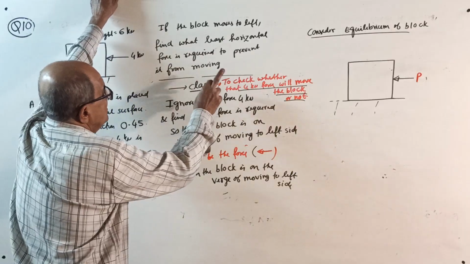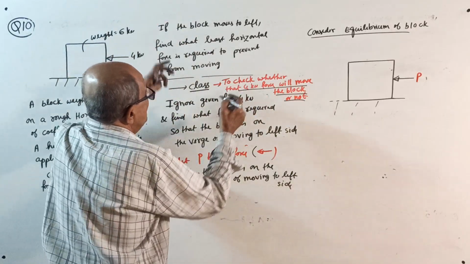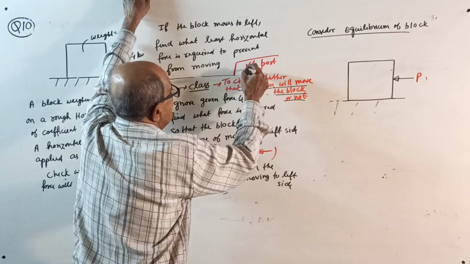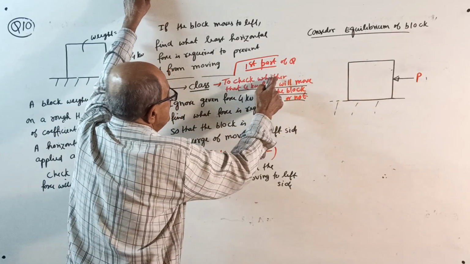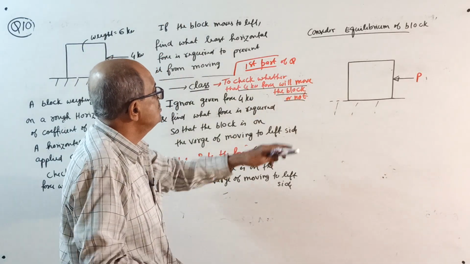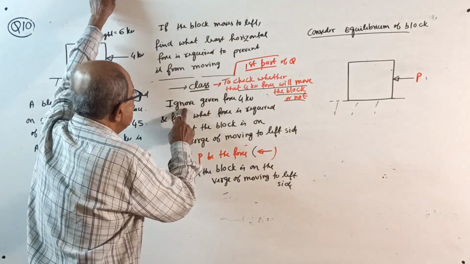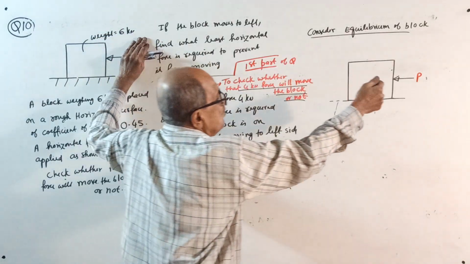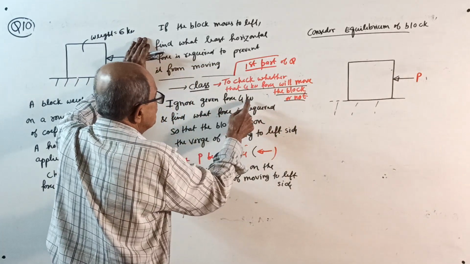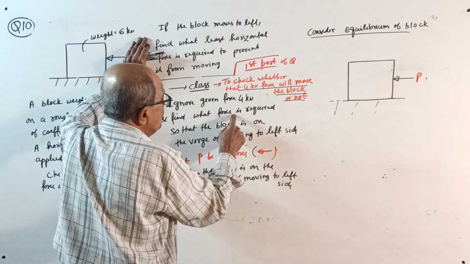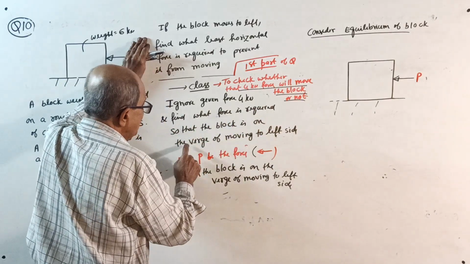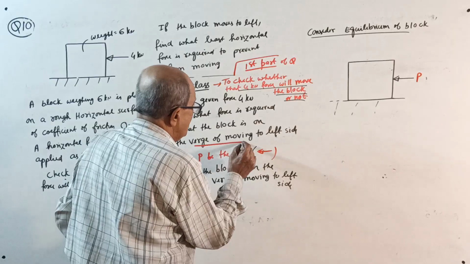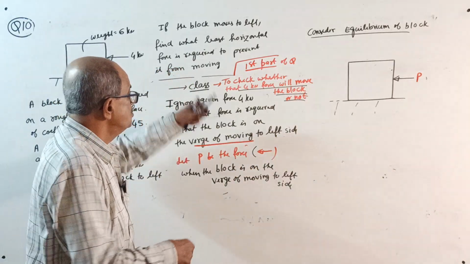Class, to check, first write a note here, first part of the question. To check whether that 4 kilonewton force will move the block or not. How to check it? Ignore that 4 kilonewton. Instead of 4 kilonewton, you apply a force P. Ignore the given force of 4 kilonewton and find what force is required so that the block is on the verge of moving. Very important.